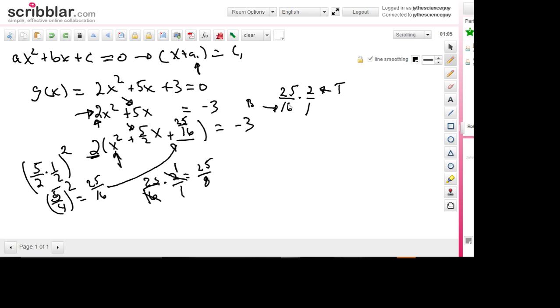What number do 2 and 16 have in common? 2. So when you divide the top 2 by 2, what number do you get? 1. So that number changes to a 1. When I take the 16 and divide it by 2, what do I get? It should be 8. And so that's why I got this number. That's how I got it.